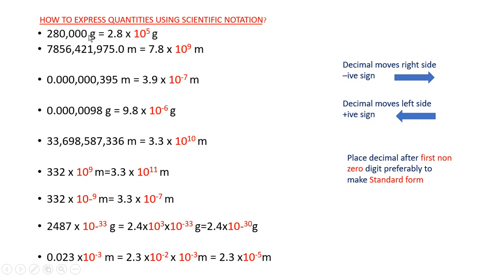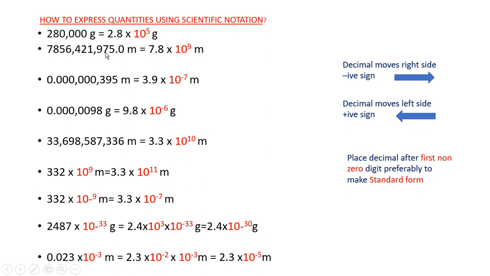So where is the decimal? The decimal is at the end. We move it here, it becomes 2.8, and how many places have we jumped? 5 places. So we will write 2.8 times 10 raised to the power 5 gram. Why have we written 5? Because we have jumped 5 places. And where should we bring the decimal? Preferably we should bring the decimal after the first non-zero digit.